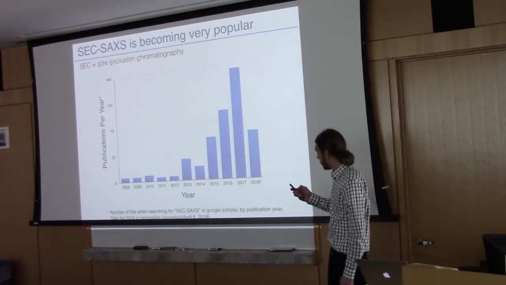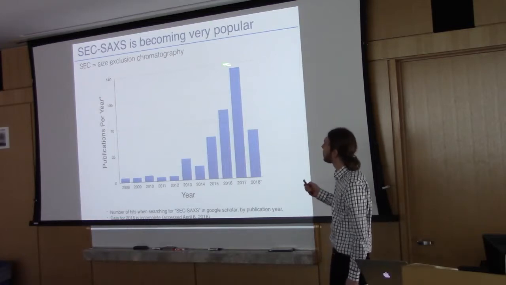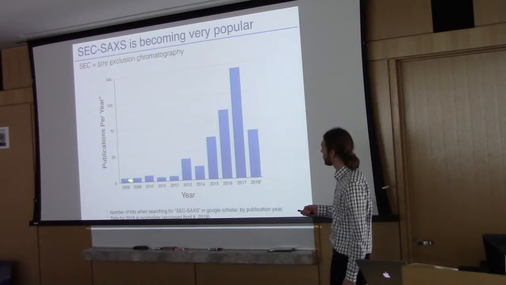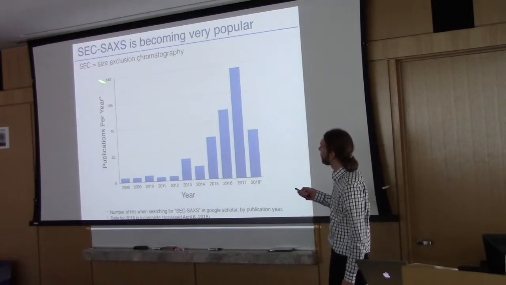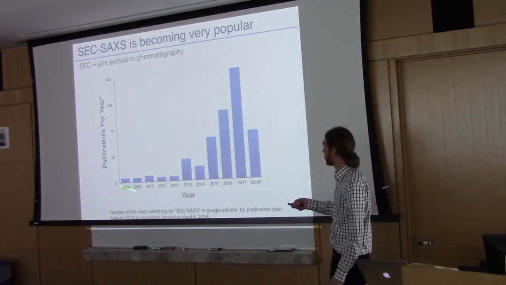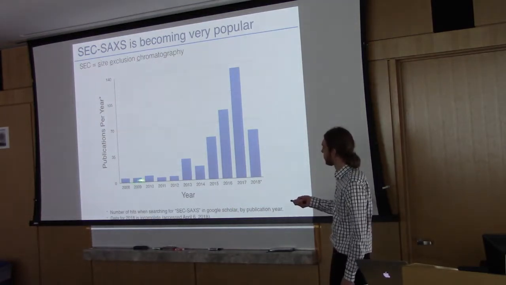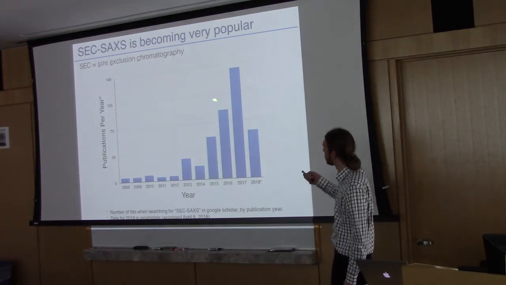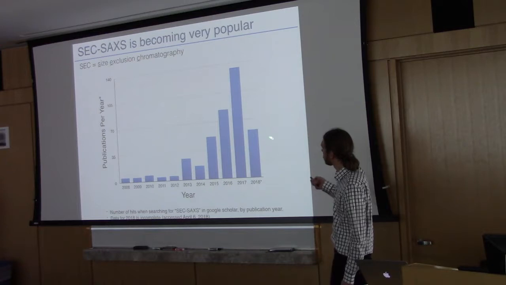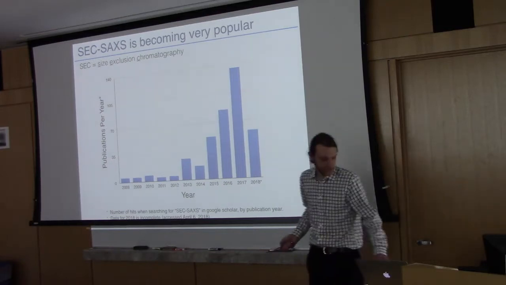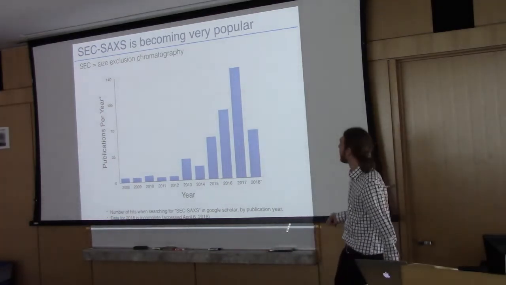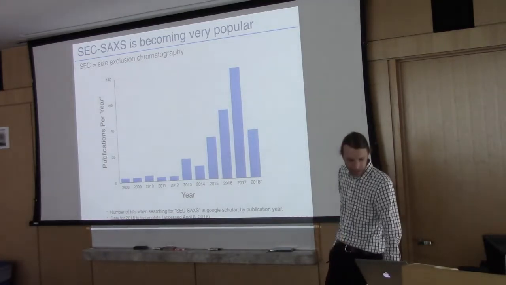So as Jesse said, SEC-SAXS is becoming very popular. This is just the number of publications per year that mention SEC-SAXS when I do a Google Scholar search. For a while it was kind of simmering on the back burner, and then around 2016 it really started to take off. And for 2018, we're only a few months in, and we're already getting pretty close to 70 publications. So this is becoming a really important technique.